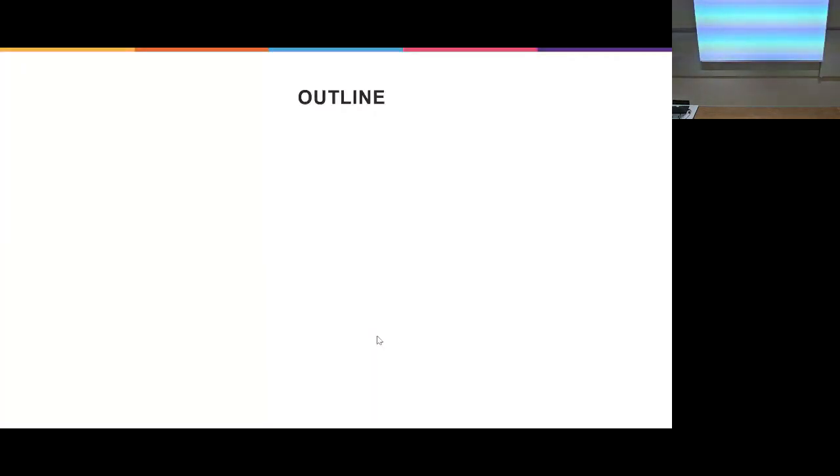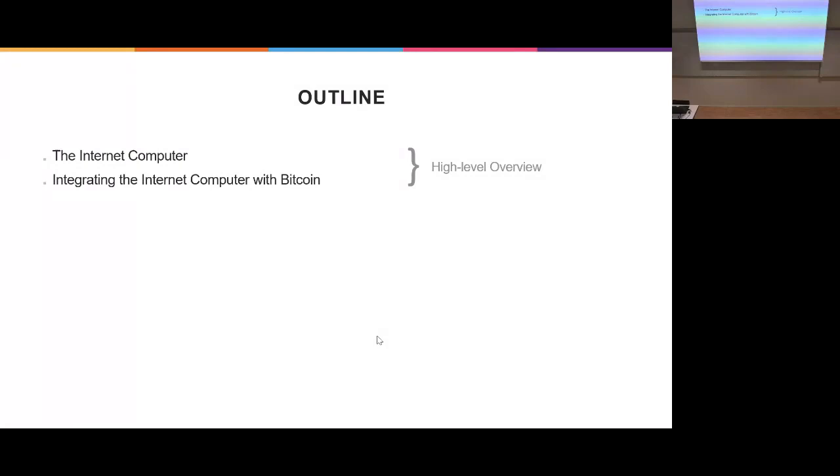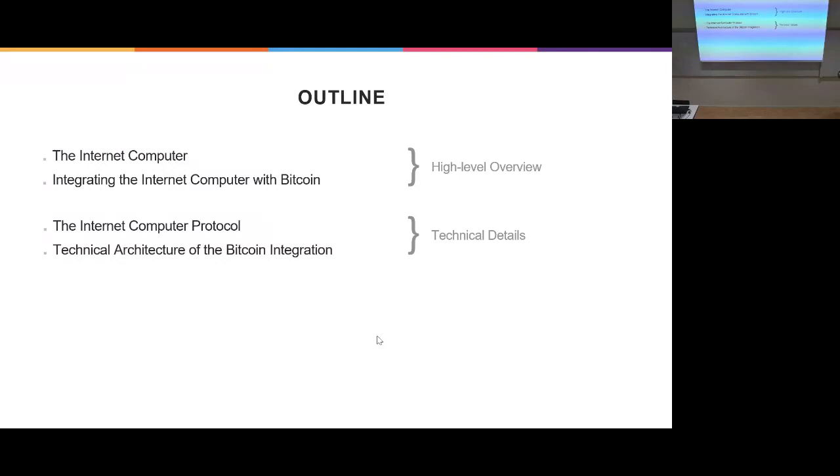I'll structure the talk as follows. So first we'll have a high-level overview. I'll talk about the introduction of the Internet Computer, then how to integrate the Internet Computer with Bitcoin on a high level. Next comes the more technical part. First of all, talking about the Internet Computer Protocol, giving you an idea of how it works, and then the technical architecture of how Bitcoin integrates into this protocol stack. And then I'll conclude with some key takeaway points and an outlook.